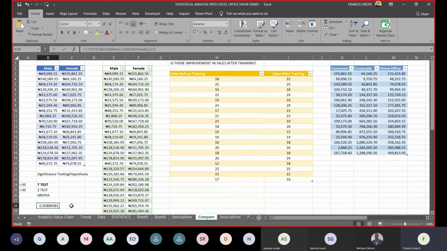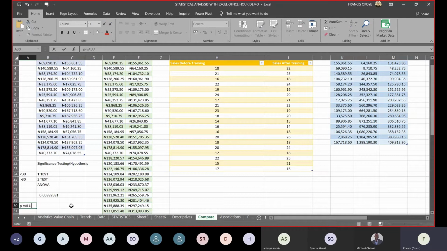In statistics, we have what is referred to as a p-value. Now, what does this p-value mean? Because most times we are going to use it all through statistics. So what does p-value mean? Most times we know that we are only trying to estimate. We are never going to use the whole population. We are only going to estimate.